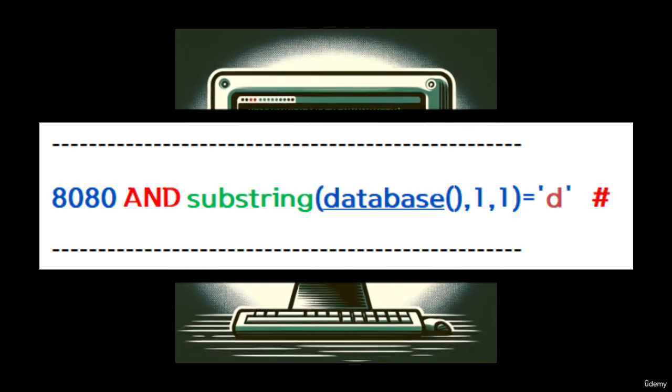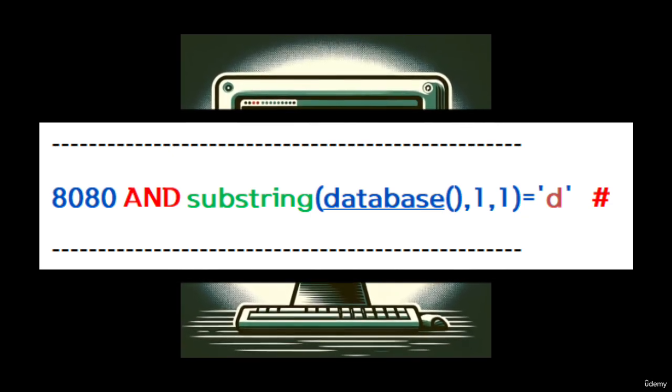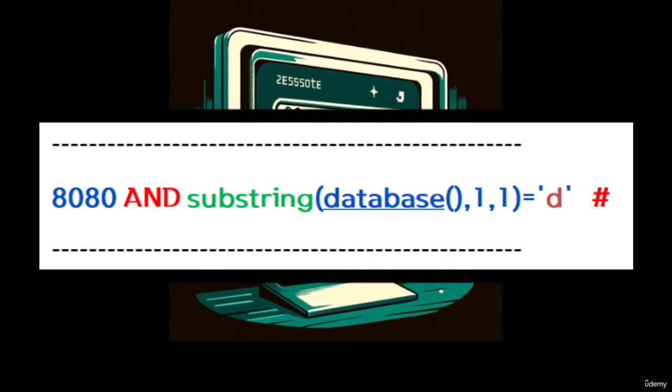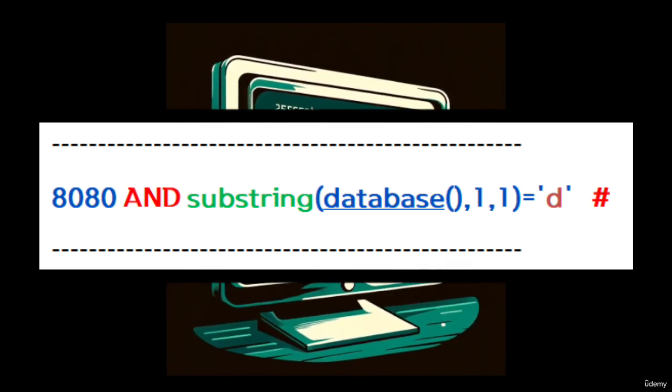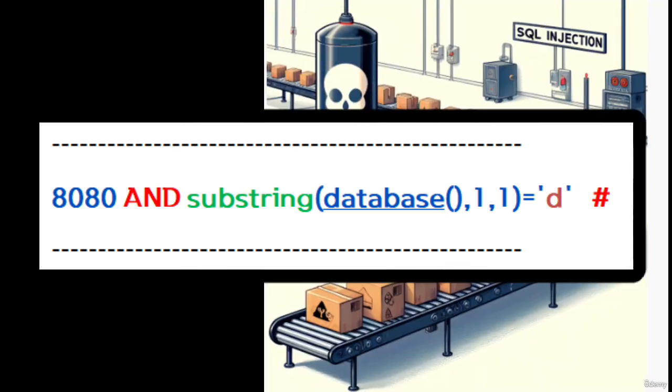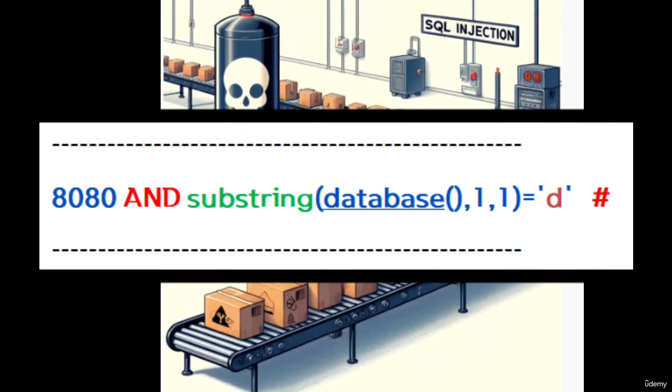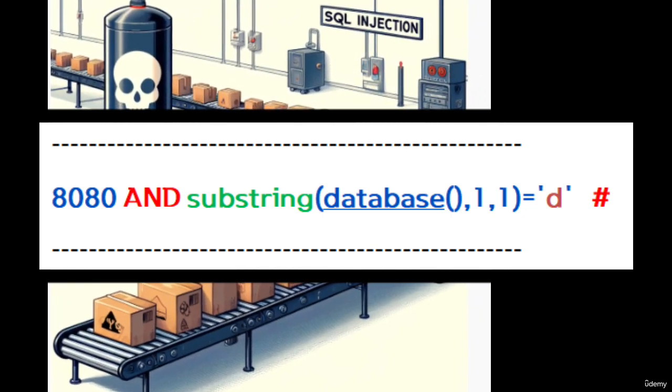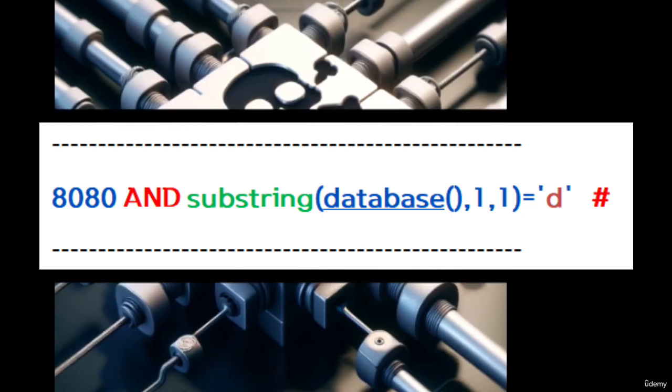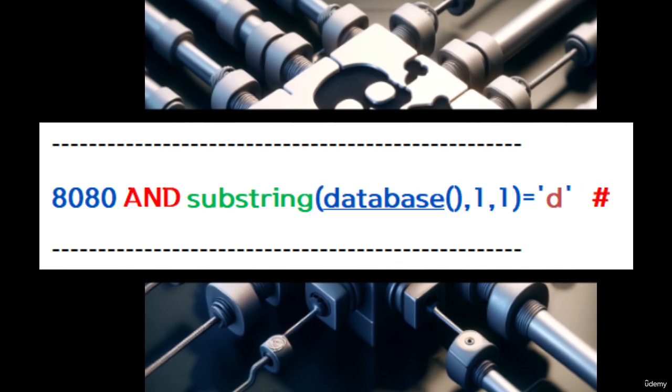If the query results in outputting the name, address, and phone number, then the first letter of the database's name must be D, since both conditions were true. If nothing is outputted, it means it's a different letter. By adding a hash mark at the end, it nullifies any other conditions that might come after.